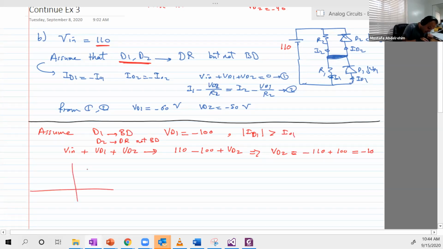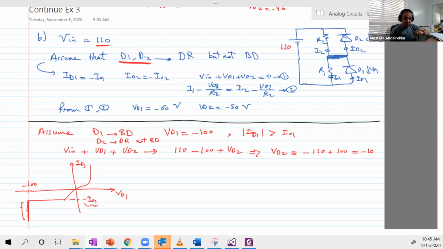So we know that this is VD1, ID1, and this is minus 100. We know that when D1 or D2 goes to breakdown, the voltage will be constant at the breakdown, but the value of the current as a magnitude should be larger than I naught 1, the reverse saturation current. And that's actually not correct here, as we will see right now.